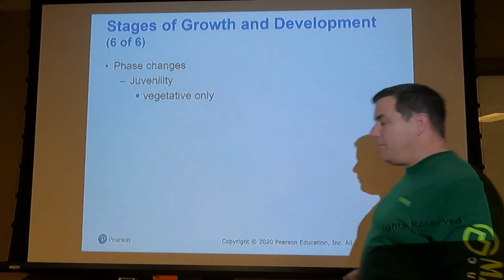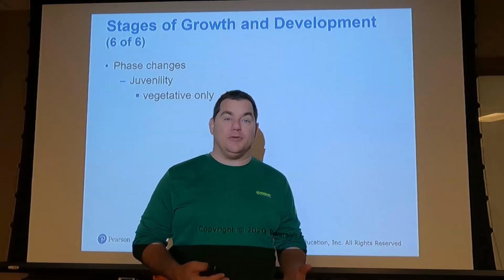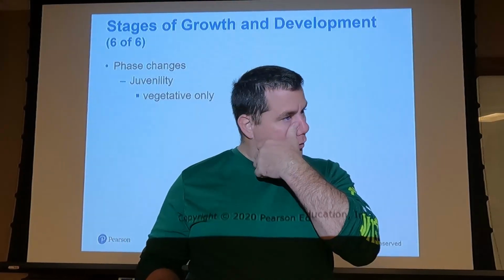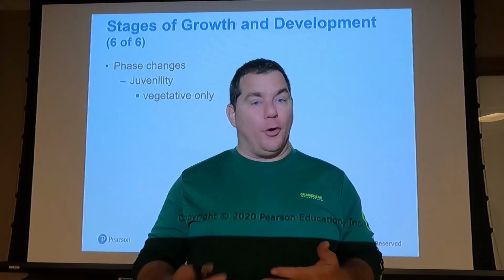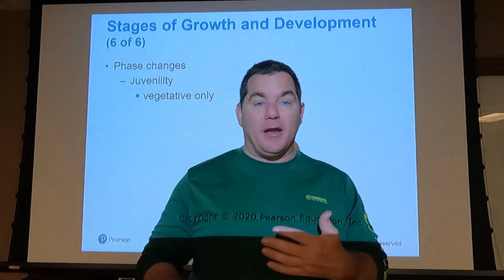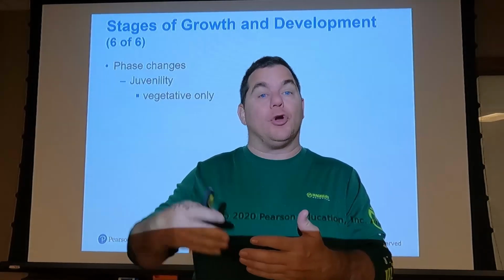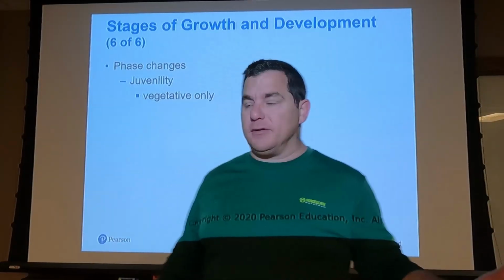So at some point in time, there's going to be a phase change. And again, I'm going to bring this back to humans. There's a point in time when we are juvenile, or there's a point in time when we hit puberty, like 13 or 14. All of a sudden our bodies start to change, more hormones are being produced, and our bodies undergo different changes. Well, the same thing happens in plants.